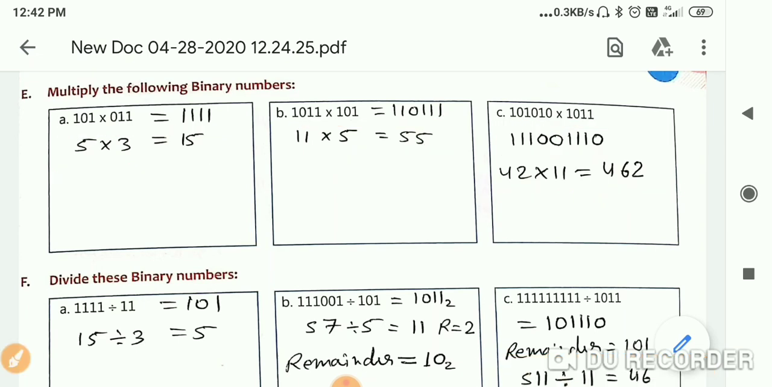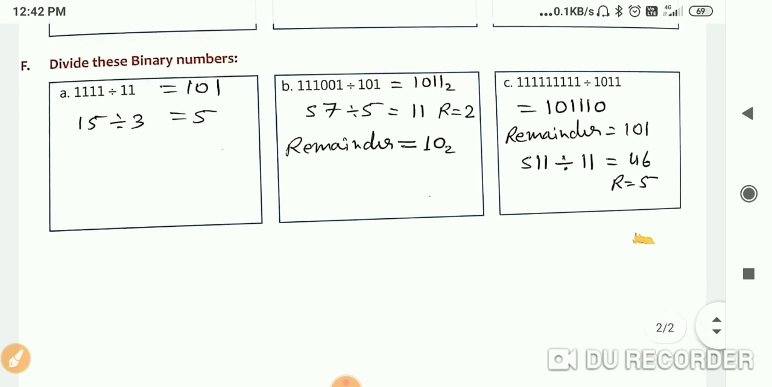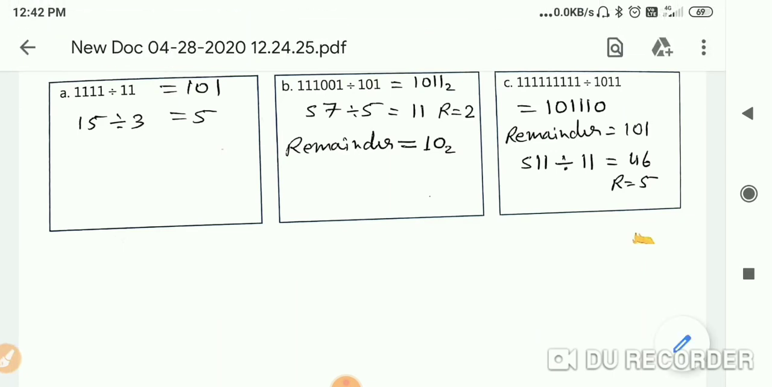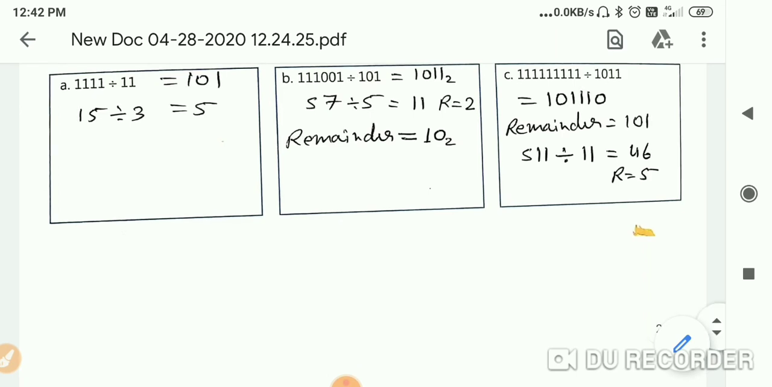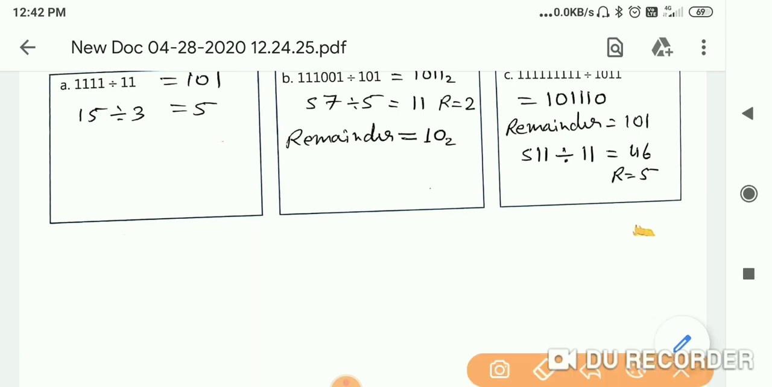And now the last exercise is divide these binary numbers. It is binary division. In the same way, you can divide the numbers. The first one is 1111, and it is divided by 11. The answer becomes 101. In its decimal equivalent, the numbers are 15 and 3, and the answer becomes 5.